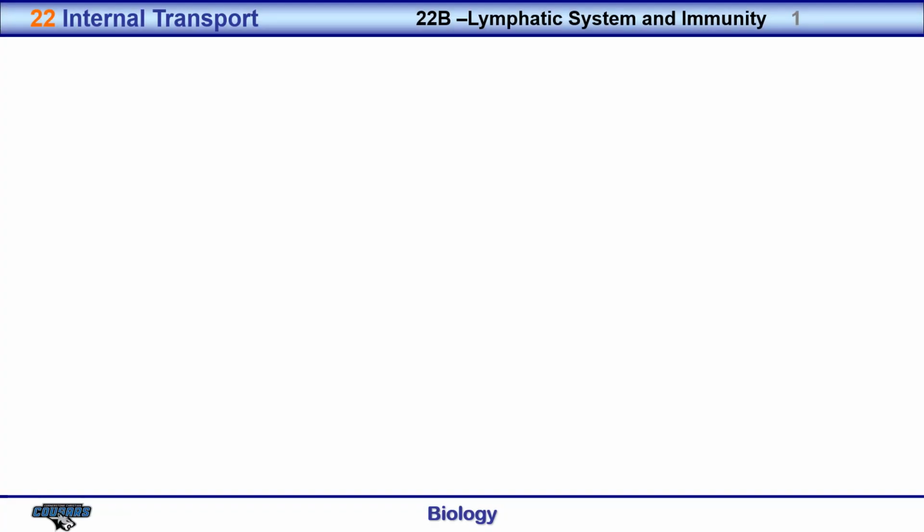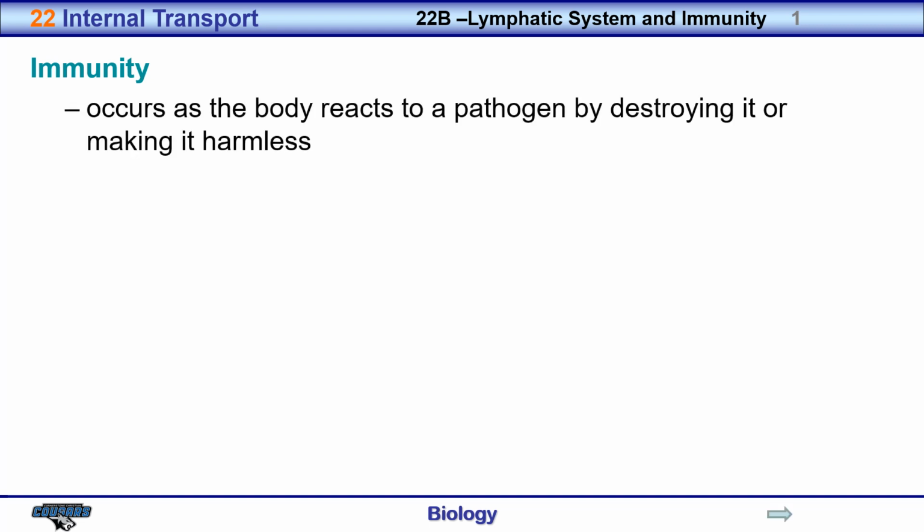Today we'll begin a two-part series on immunity. A person is immune to a disease when his body reacts to the presence of a pathogen by destroying it or at least rendering it harmless. And the human immune system primarily functions to search for, recognize, and eliminate antigens.